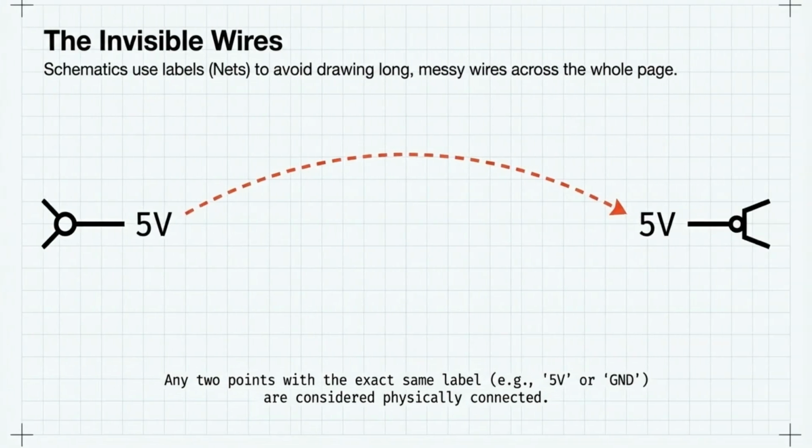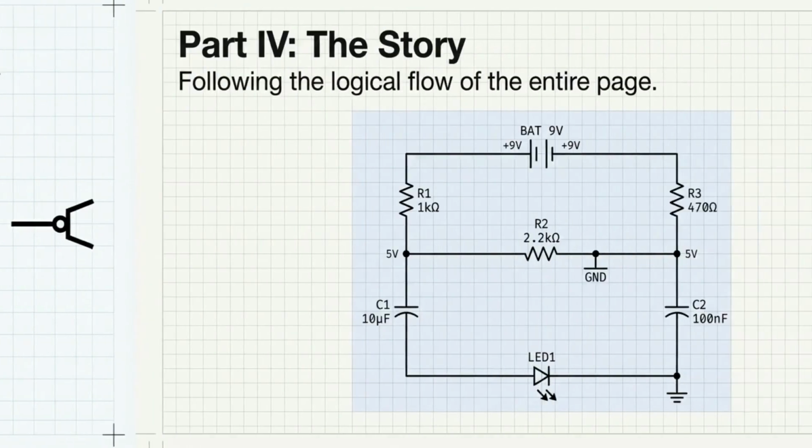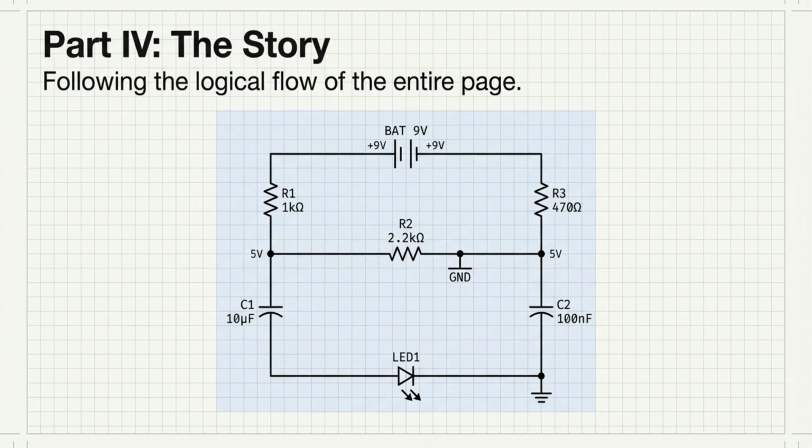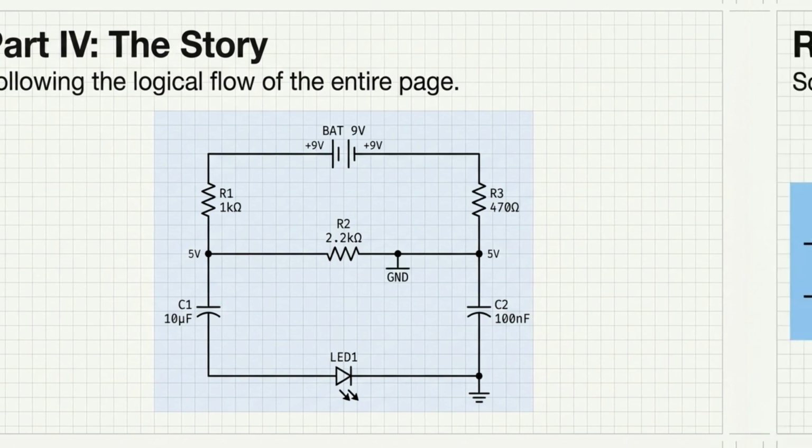Schematics also use invisible wires, or nets, to avoid drawing long, messy lines. Any 2 points with the exact same label, such as 5 volts or GND, are considered physically connected. Part 4 is the story, following the logical flow of the entire page.